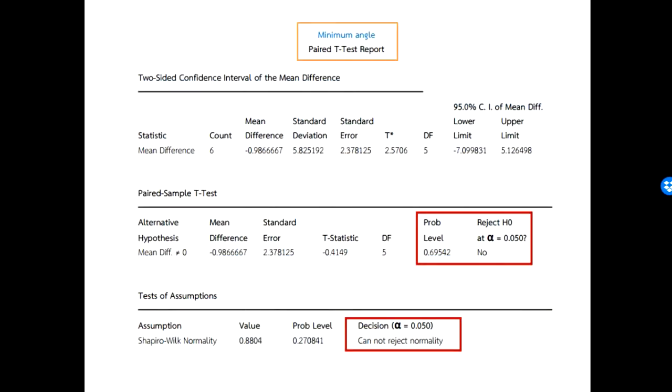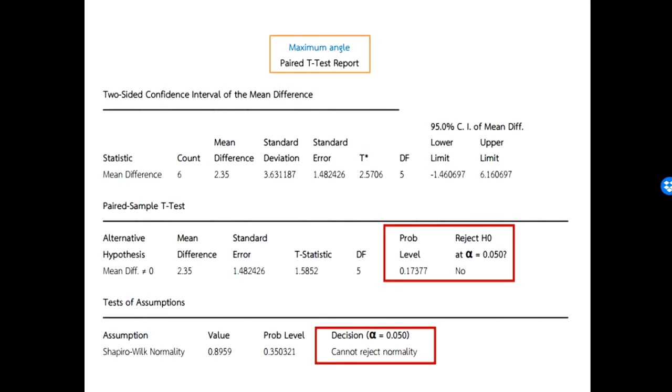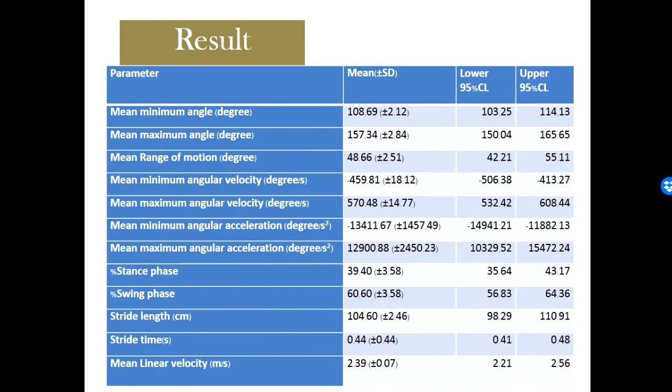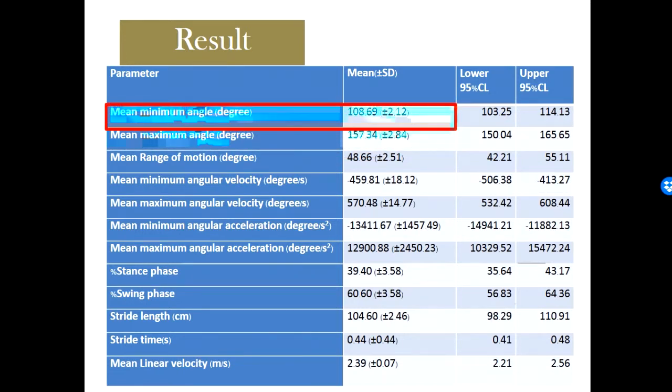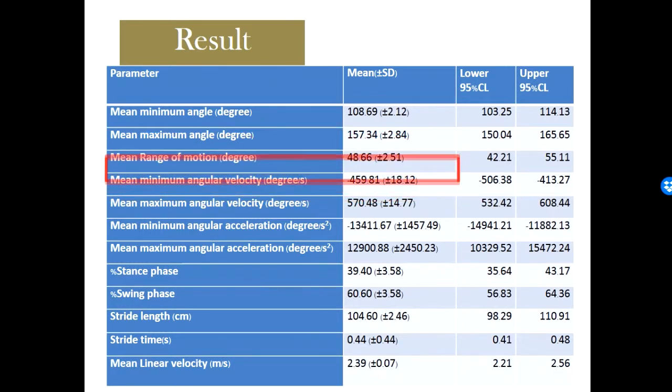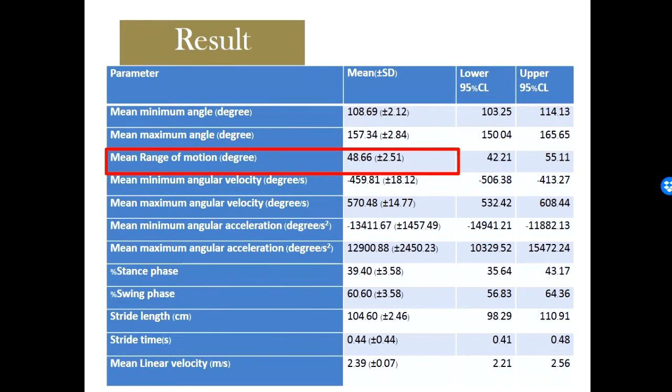We used a parity test in order to verify that there is no difference between the left and right minimum angle of the stifle. The maximum angle of the stifle also showed no difference, as well as the range of motion. From the statistical analysis, we can conclude that the mean minimum angle is 108.69 degrees. The mean maximum angle is 157.34 degrees. The mean range of motion is 48.66 degrees.